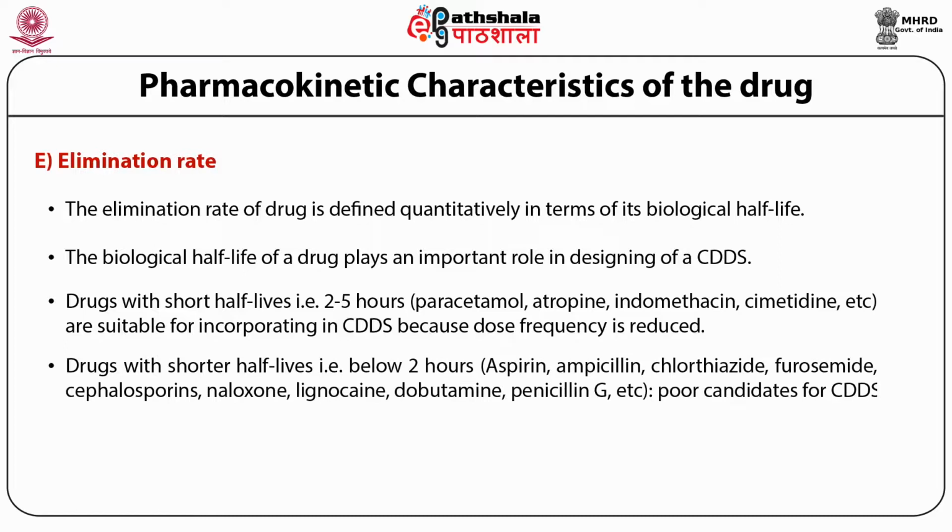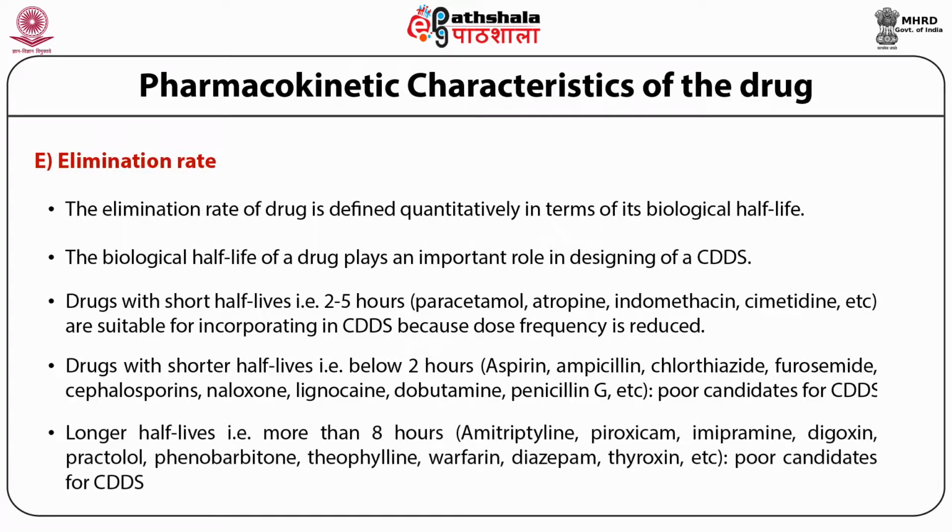But drugs with shorter half-lives, that is below 2 hours, like aspirin, ampicillin, chlorothiazide, furosemide, cephalosporins, methyldopa, heparin, naloxone, lignocaine, dobutamine, penicillin G, esmolol, etc., and longer half-lives like more than 8 hours, which include examples like amitriptyline, piroxicam, imipramine, digoxin, practolol, phenobarbital, theophylline, warfarin, diazepam, thyroxine, etc., are poor candidates for controlled drug delivery system.